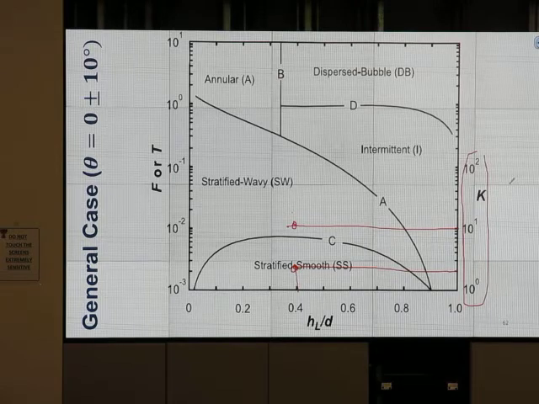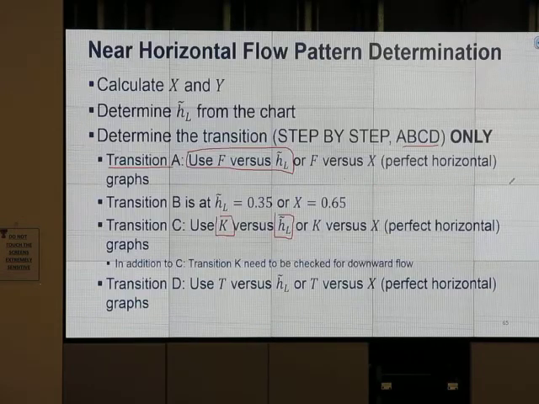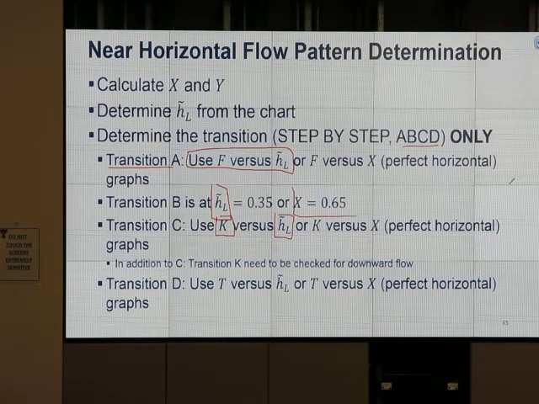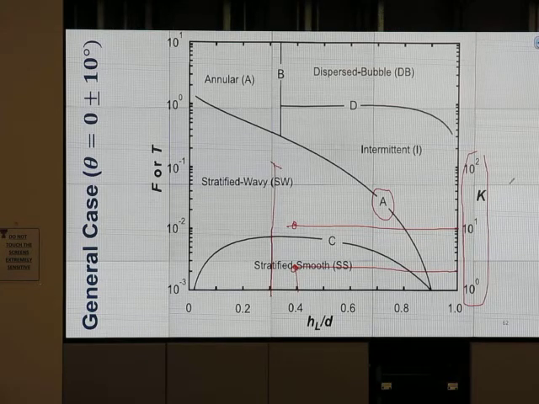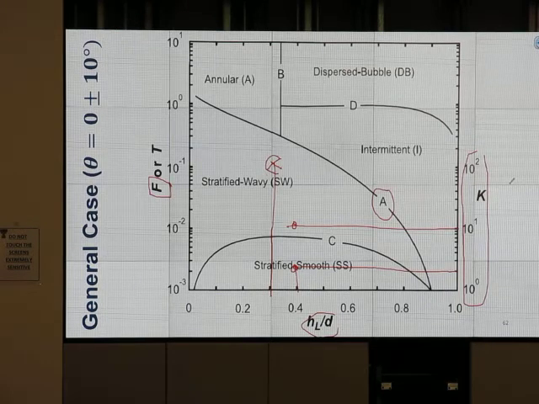Okay. What if I check transition A and it's not stratified? Then I have to check transition B. Transition B is HL tilde versus X. Transition B is to check if it is annular flow or not. So let's say I check transition A already, and my point is over here. When I look at F and HL tilde, I get that.